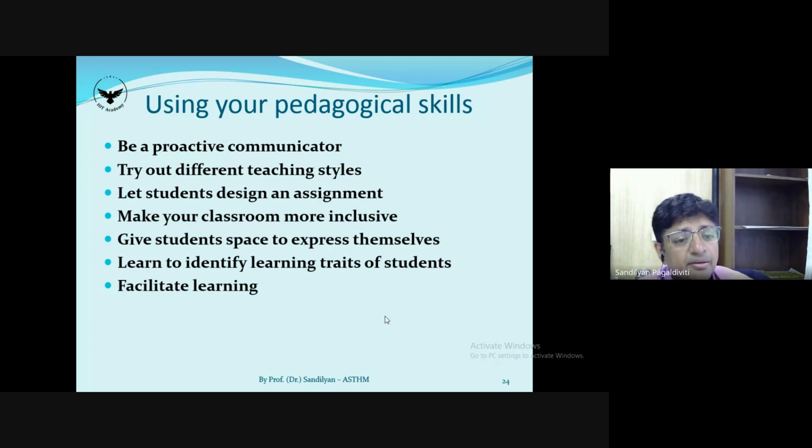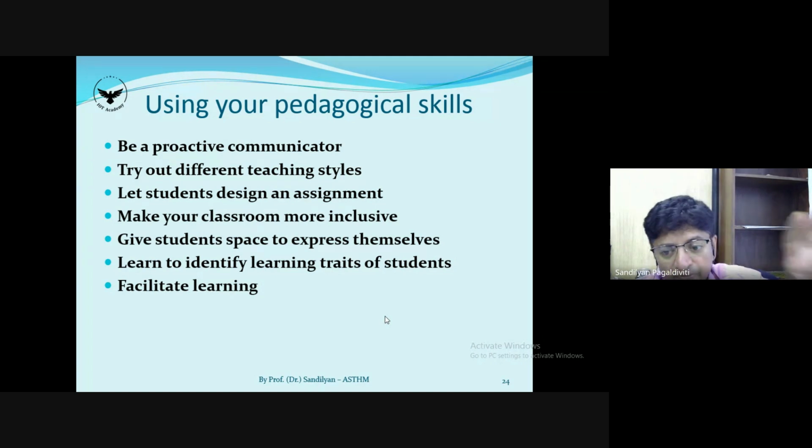As I said, make it more participative. Let the student design the assignment. Let them conduct it. Make your classrooms very inclusive. Let them be part of the class, not just as spectators, but as participants. Give them enough space. Let them talk. Let them lead the sessions.